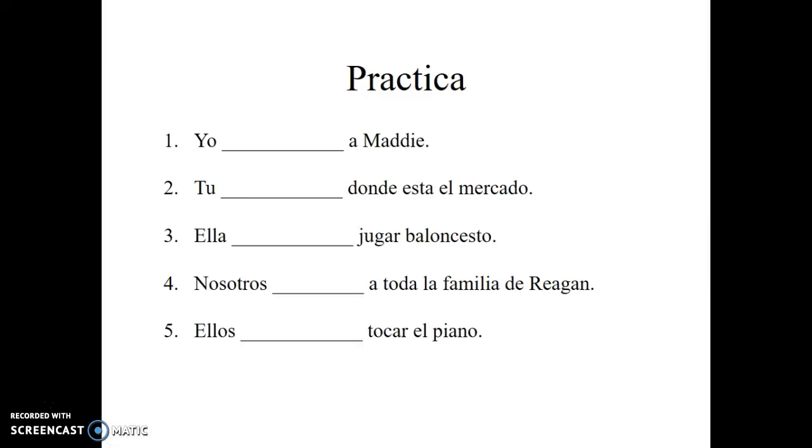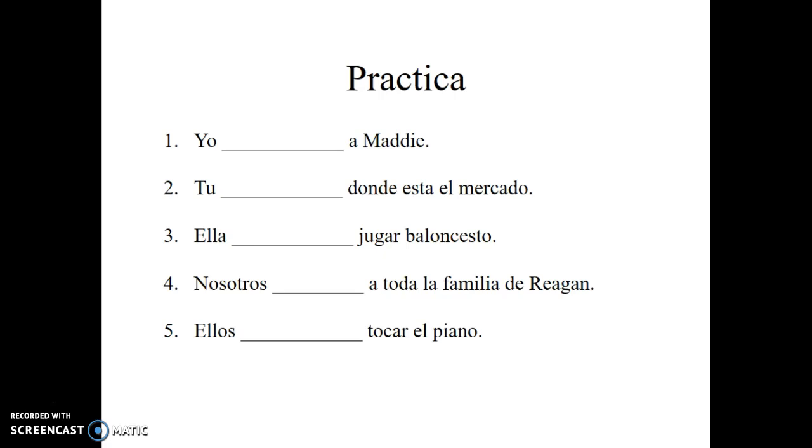Yo blank a Maddie. So would you use a form of conocer or a form of saber here if you're referring to I met Maddie or I personally know Maddie? Number two, blank donde está el mercado, and I'm sorry, this should have an accent here and here, sorry about that, and there. Ooh, man, my accents are not on point today. So you blank where, or you know where the market is.